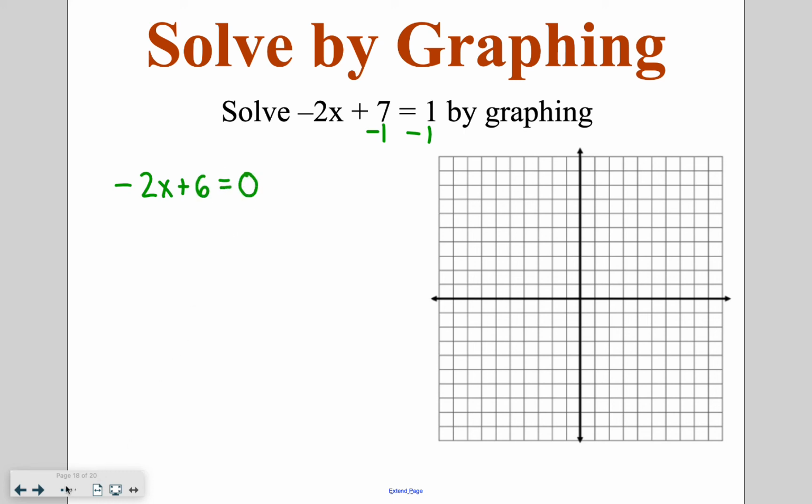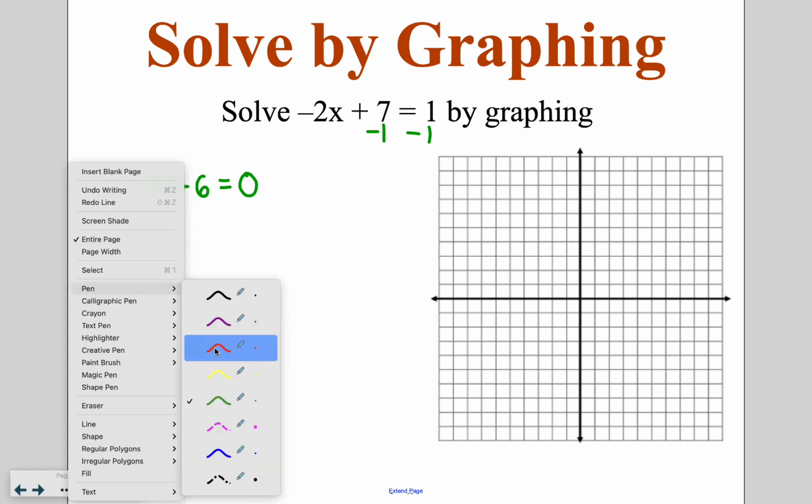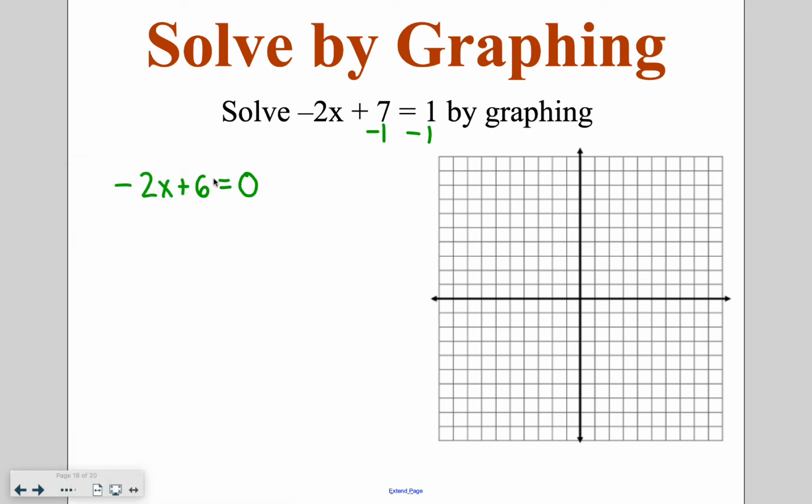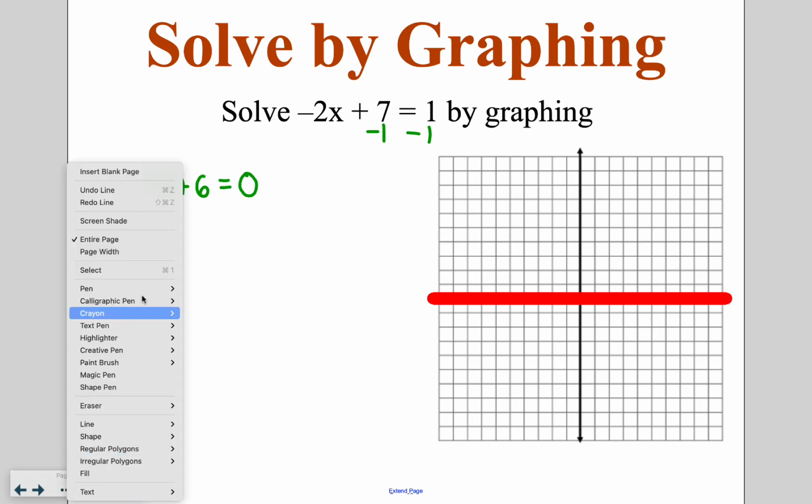The reason we want it equal to 0 is because then it allows us to look at something, in this case, negative 2x plus 6 is equal to 0. That 0 is your x-intercept. Your x-axis. So we want it to be equal to 0 so we can compare the values to the x-axis.